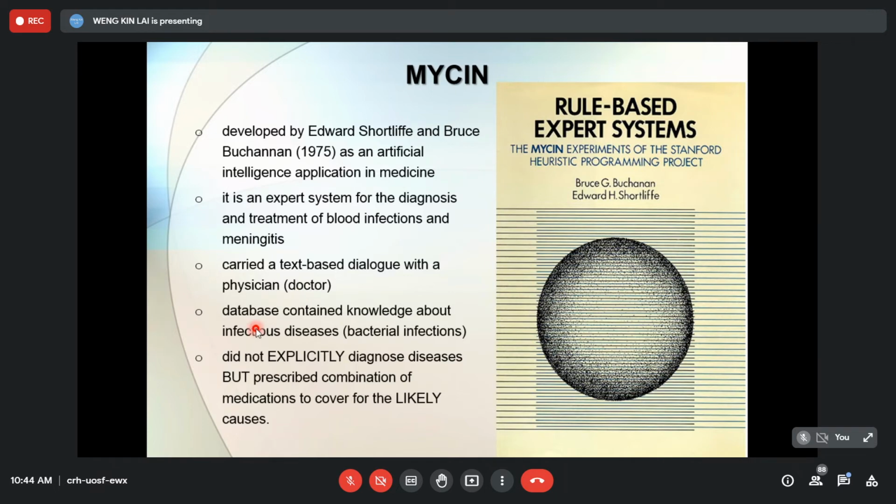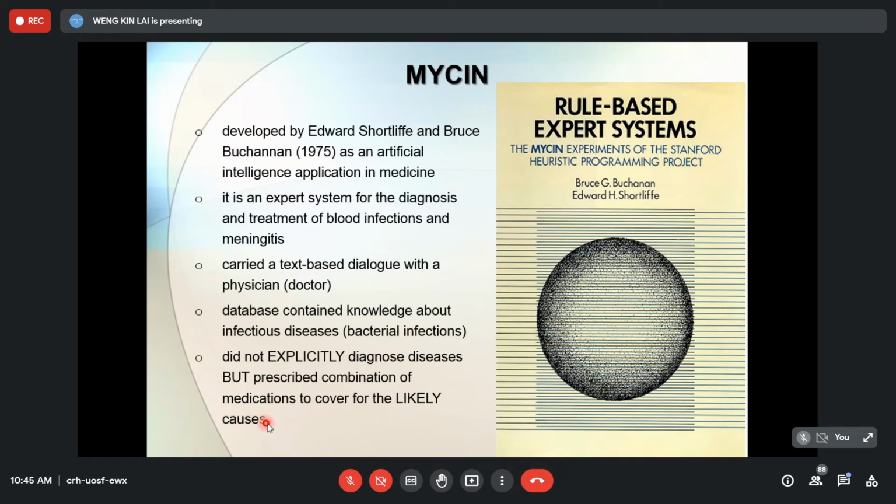Now, what does the database consist of? The database consists of a few things. Among them is the knowledge. If you remember, we defined knowledge in the expert system as a set of rules that is captured by interviewing the doctor. Now, this set of knowledge is all about infectious diseases, particularly the diseases caused by bacterial infections. It does not explicitly diagnose the disease. It means it doesn't tell you exactly the actual disease, but it will prescribe the medicine to take for the likely causes of that bacterial infection, of your health problem.